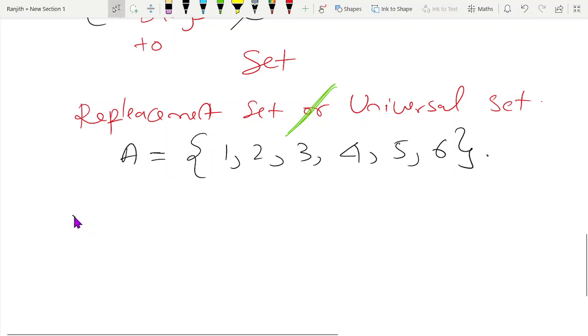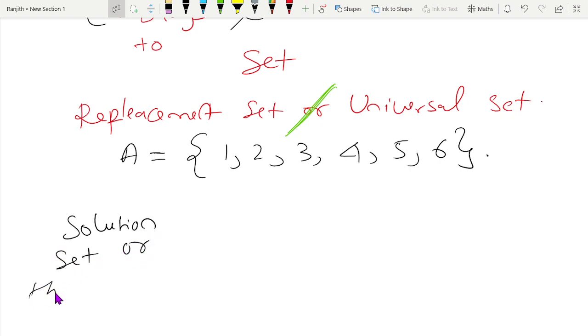The next one is the solution set, or the truth set. Only these two sets are important. So, very basic concept: replacement set and solution set. The replacement set is nothing but the parental set which has the values. What are the values given here? Like I've taken 1, 2, 3, 4, 5, 6. These are the numbers.